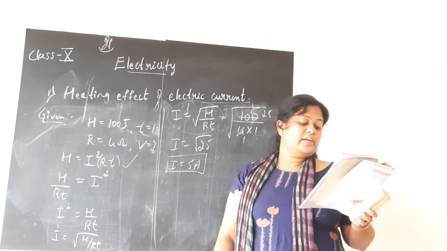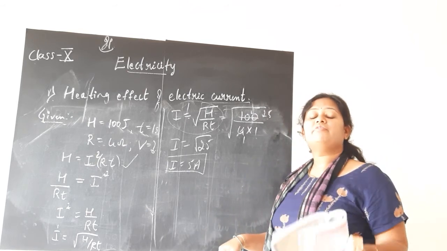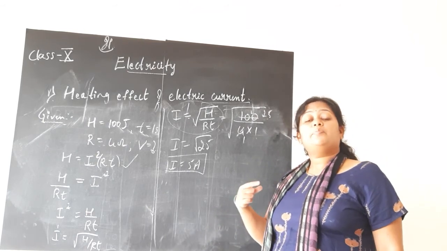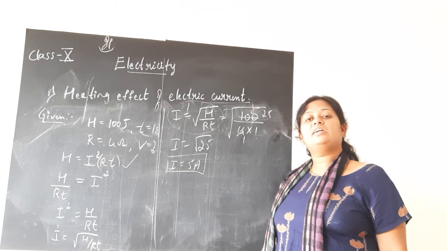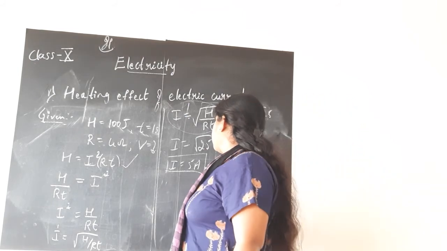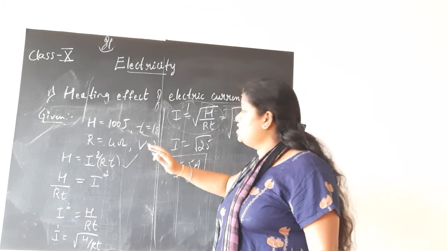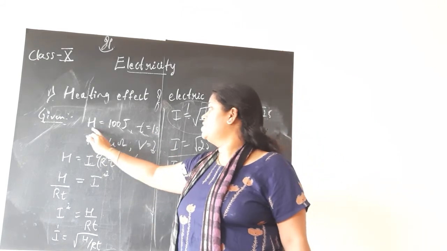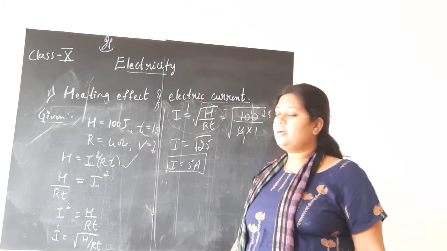This is not the end of the problem. They ask us to find the potential difference across the resistor. See, potential difference across the resistor they are asking. They are not asking just what is the potential difference, but what is the potential difference across this resistance? Which resistance? 4 ohm resistance they are asking.